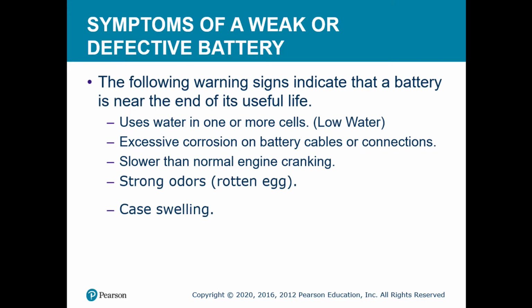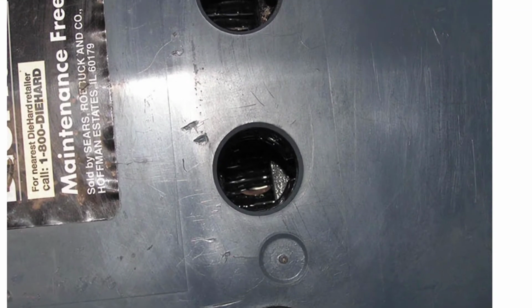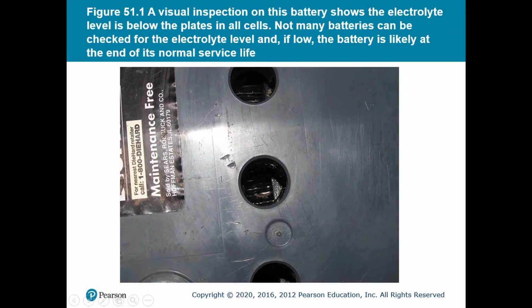That's not good. Here's an example of a cap that's been removed from a battery, and you can actually see the plate material inside. That means that the water's low. It needs water added to it. And the only type of water that you would add is distilled water. You don't want to have tap water because that has minerals, and that will effectively ruin the battery, shorten the life dramatically.